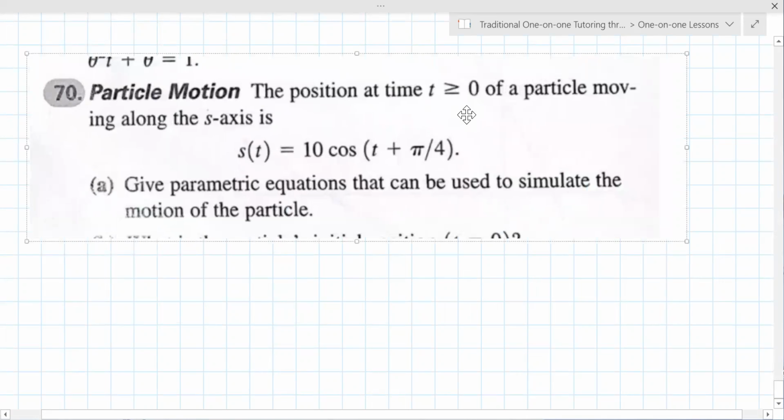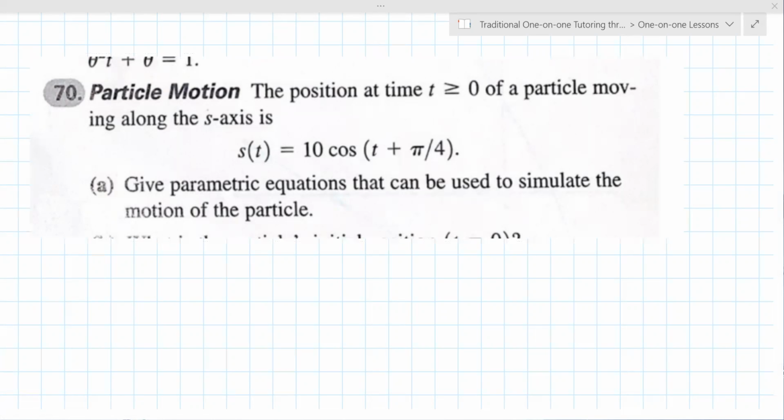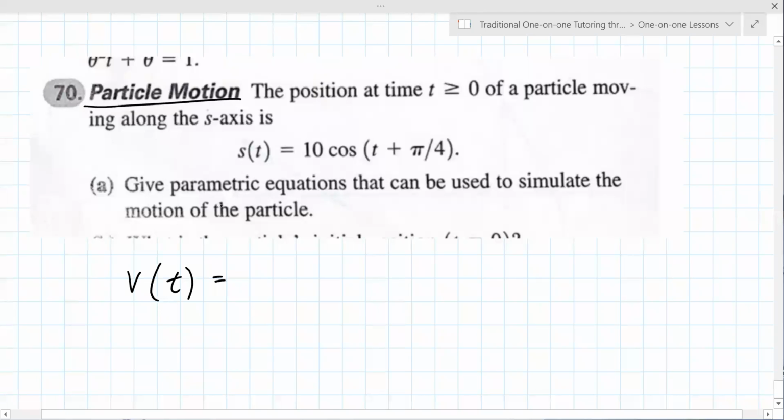The position at time t greater than 0, moving along the s-axis, is given by parametric equations that can be used to simulate the motion of the particle. Why? I guess I don't follow. Maybe they just want you to find v of t here, and then maybe a of t. I'm not sure what else, because usually particle motion refers to velocity and acceleration.